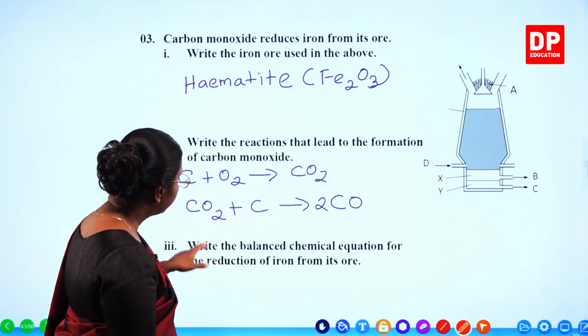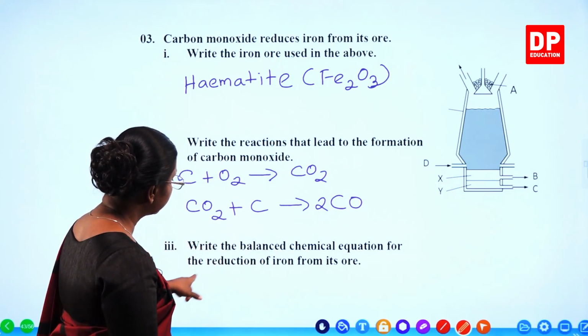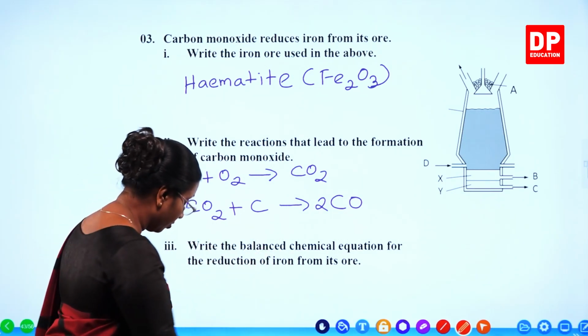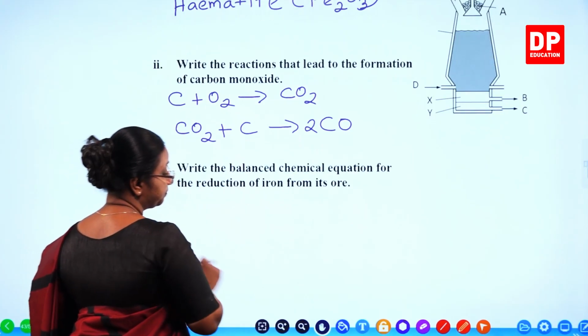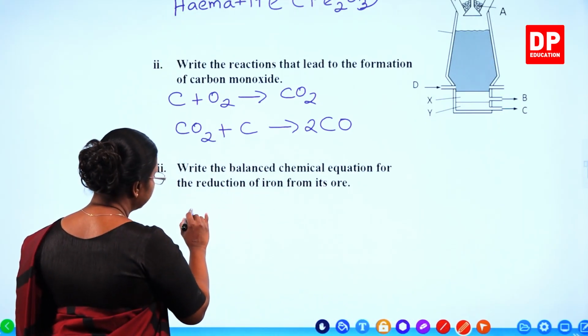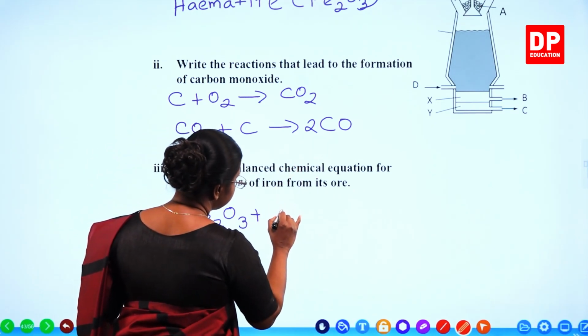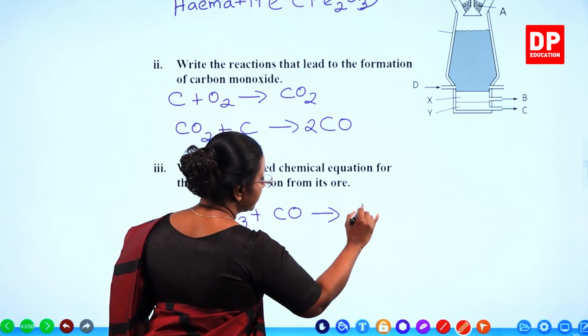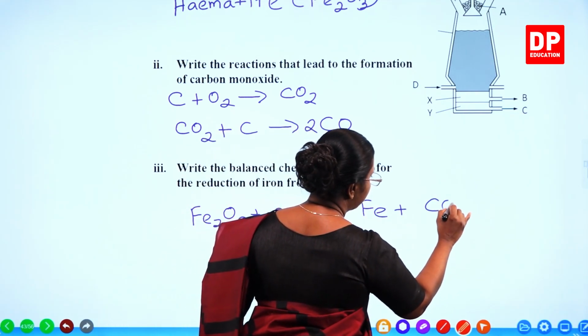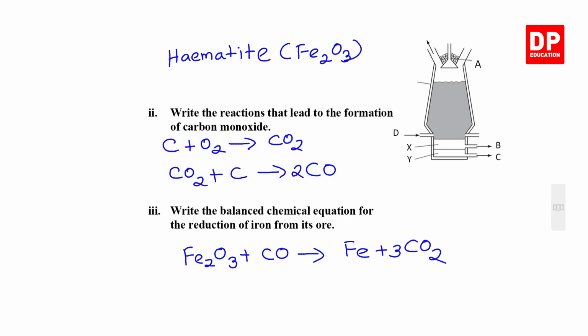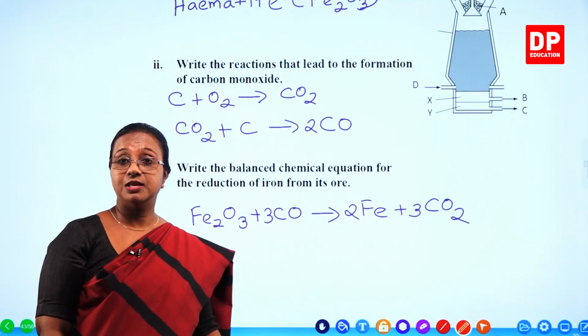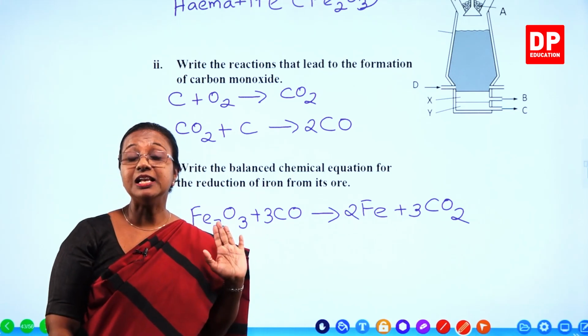Then the third one. Write the balanced chemical equation for the reduction of iron from its ore. You are familiar with that also. Reduction of iron. Fe2O3 is the iron ore. Reducing agent is carbon monoxide. Gives rise to iron plus carbon dioxide. When we balance it, these two are 3 and that is 2. Fe2O3 plus 3CO gives rise to 2Fe plus 3CO2. That is the balanced chemical equation.